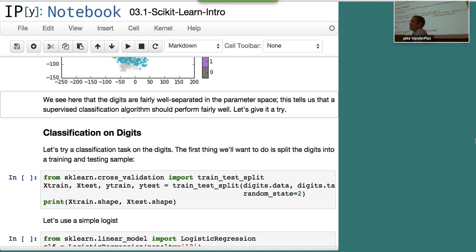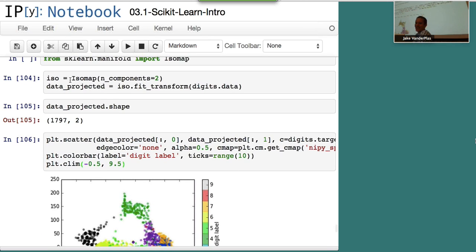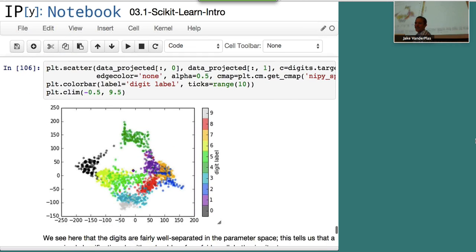Yeah? Space in the middle of that? Space in the middle? No, this is one of the things with manifold learning. I mentioned this is Isomap, which is a manifold learning thing.